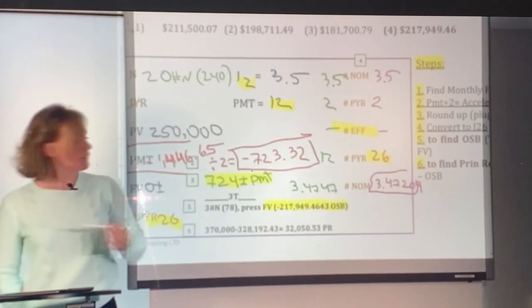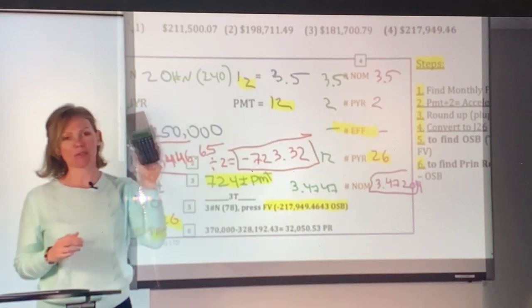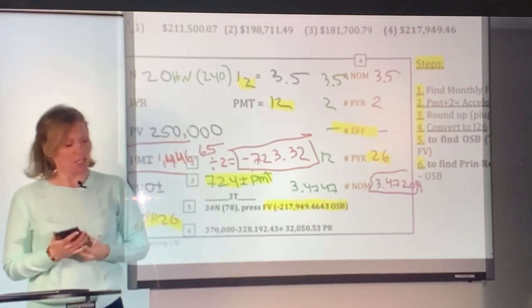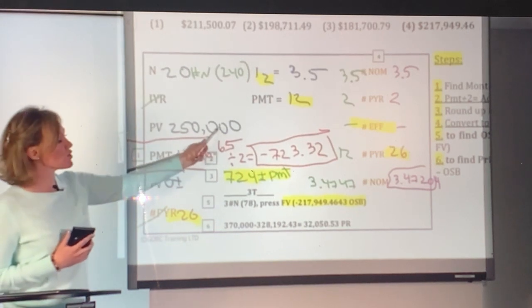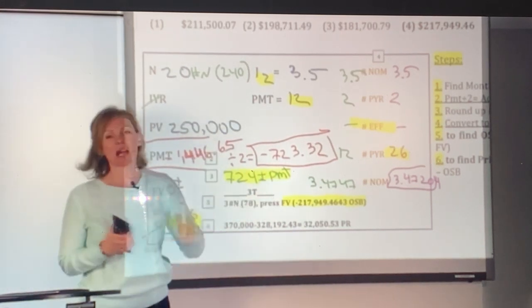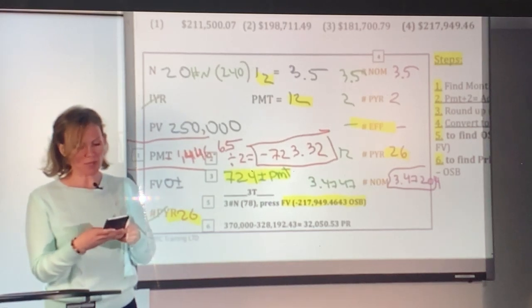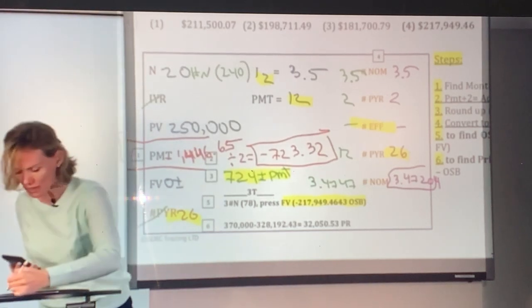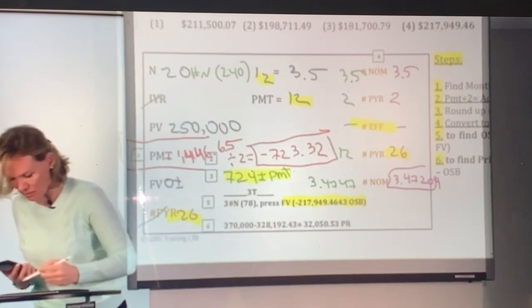Okay, but if they were looking to find a principal reduction, then what would you do? Well, you have this number on top of your screen, that negative 217,000. You look back and see, what was my present value in the question? How much was that? And it was 250,000. So it's your job to take the difference between those two numbers and see how much I paid off already. So while I have this one, you just do plus 250,000, press equals, and mine came up to 32,057.